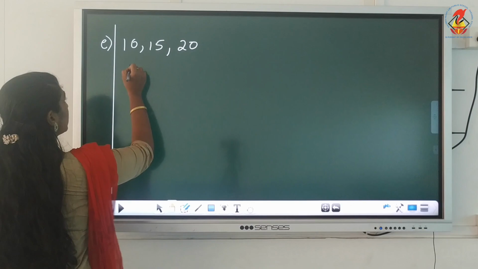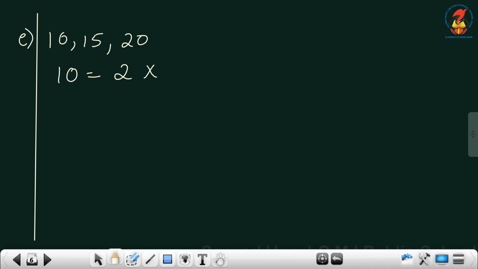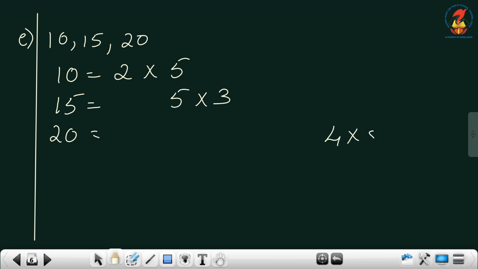10 we can write as 2 into 5. Both are prime. 15 you can write as 3 into 5. 20, we know it is 4 into 5. So children, I am going to take away this 3 and write it over here, because sometimes I may get a group of 2. But 4 you can write as 2 into 2, and into 5. So now I got prime numbers.